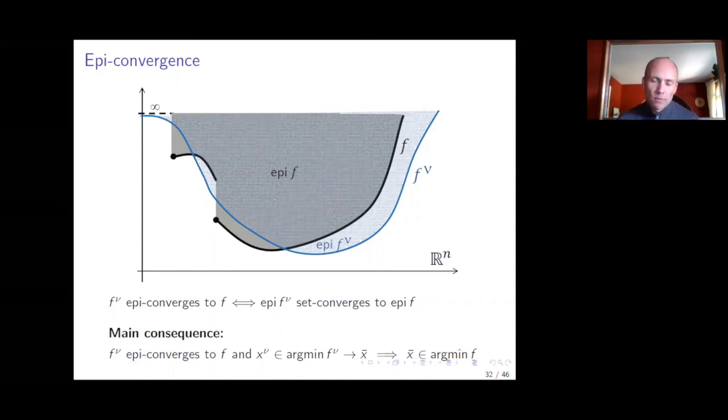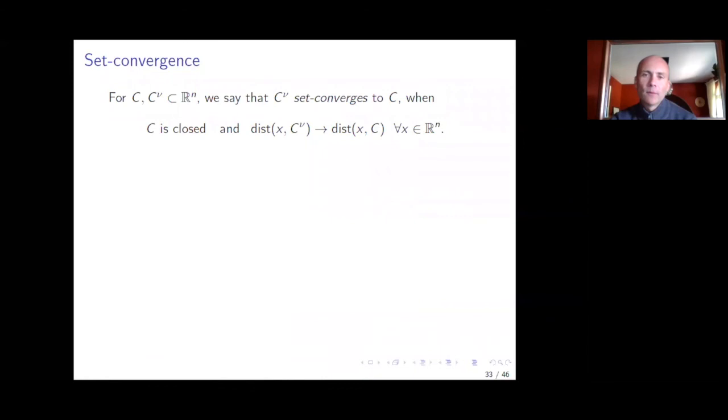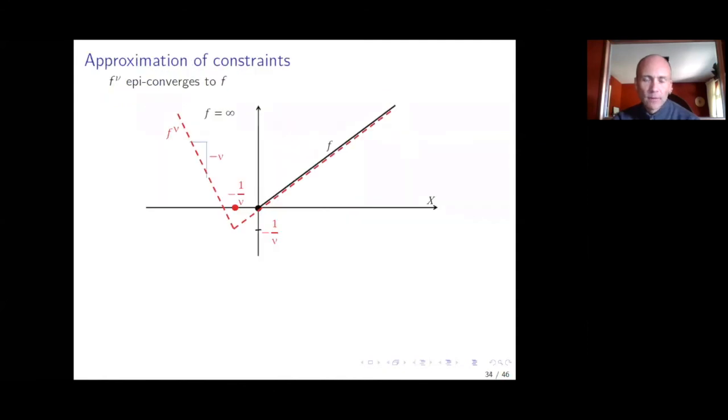So if I want to justify my approximation, I can do that by establishing epi-convergence. So what is this set convergence more formally? Well, I have a slide here that defines what it is, and I'll skip over that in the interest of time. But I could just give you an example of when we have this type of epi-convergence.